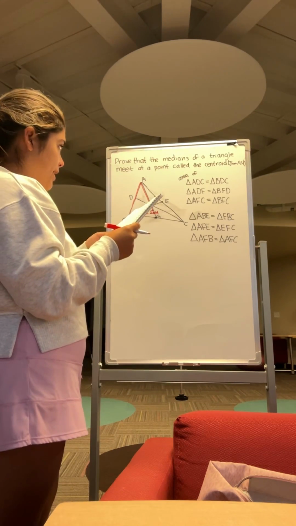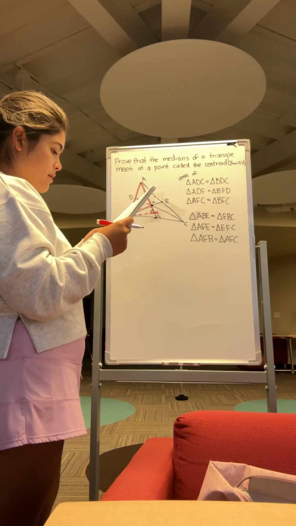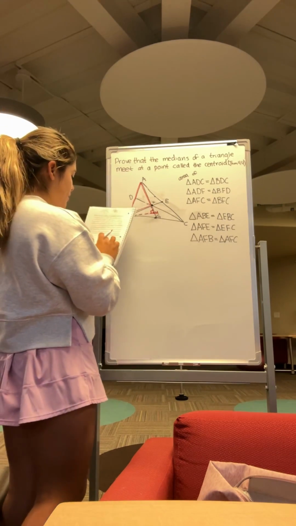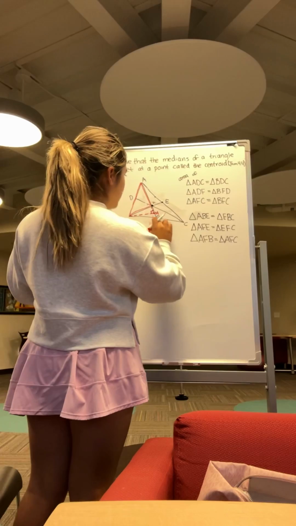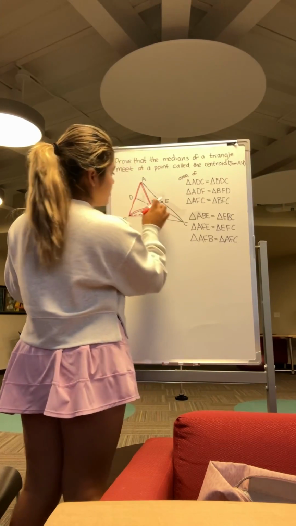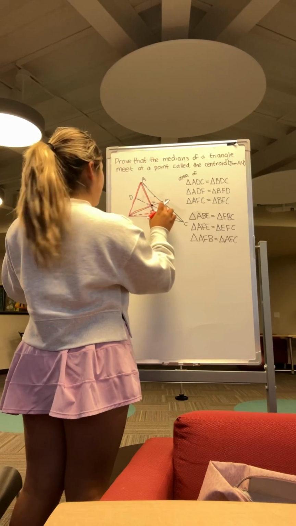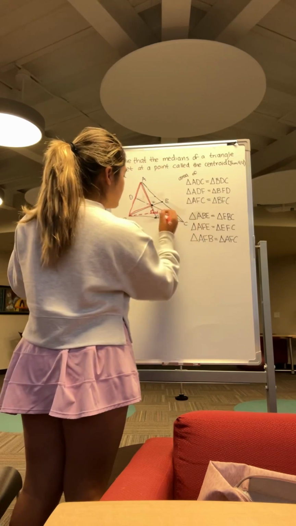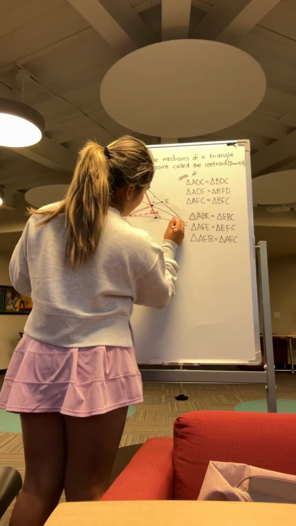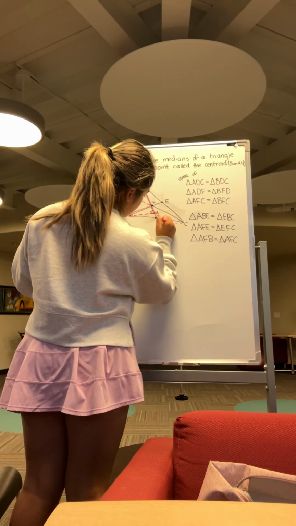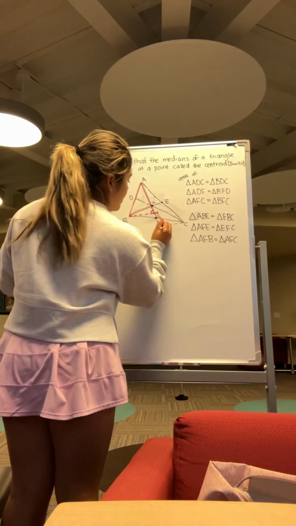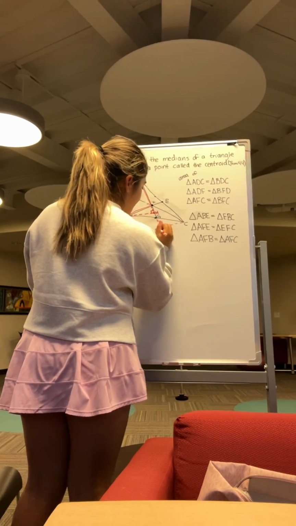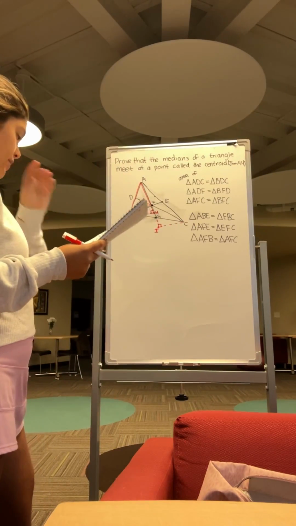And then we are going to extend AF to make a right triangle with C as well. So we also want to find the height of this triangle. So what we do is that we make a right angle right here, and we extend AF to AI. So that's point I.